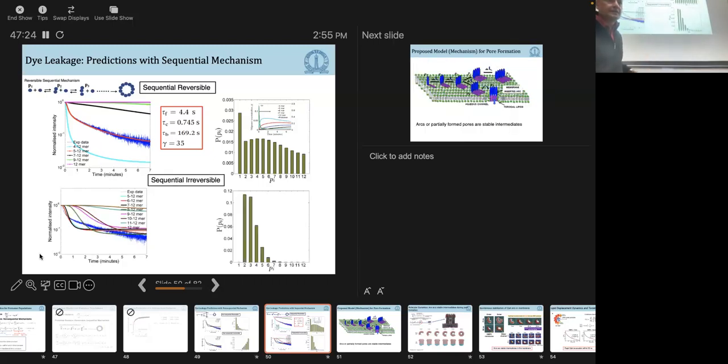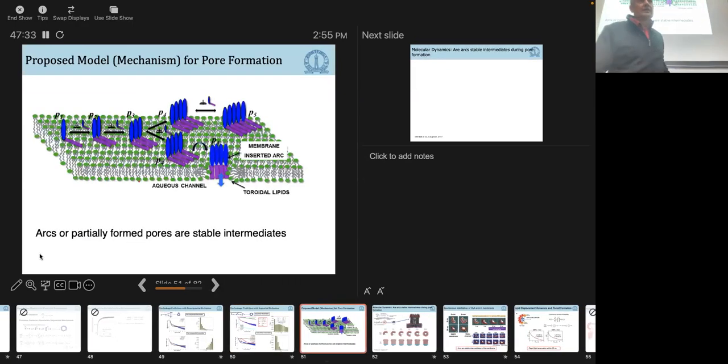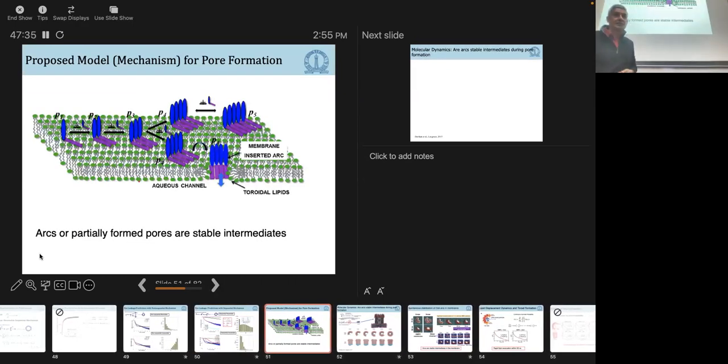And if it's irreversible, again, we don't capture the dynamics correctly. So we think that the mechanism that's taking place is largely the sequential reversible mechanism. So the story that evolved from this was the following, that these assemble on the membrane in these partially formed states, and then they can insert to form the pores. This is the insertion, which causes leakage, which is very, very rapid, on the order of 10 to minus 3 seconds. And the kinetics we're tracking is this process of assembly.